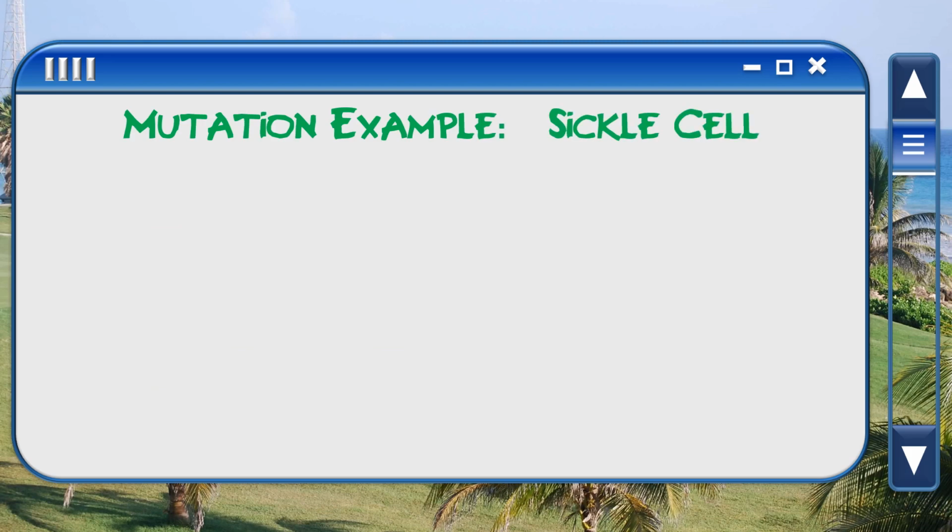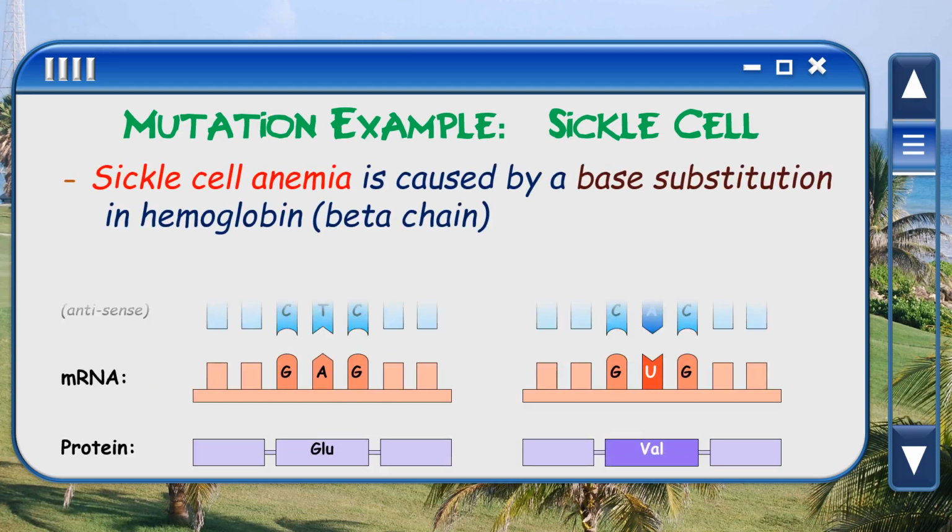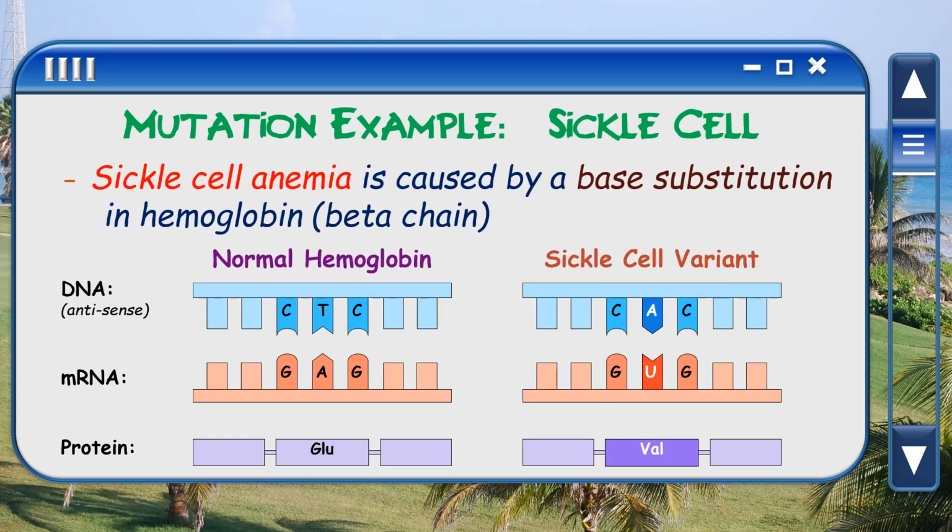Mutation examples. We have an example of sickle cells. Sickle cell anemia is caused by base substitution in hemoglobin. Just a base is substituted in the hemoglobin sequence, and when it is substituted, it ends up forming what we call sickle cell anemia.